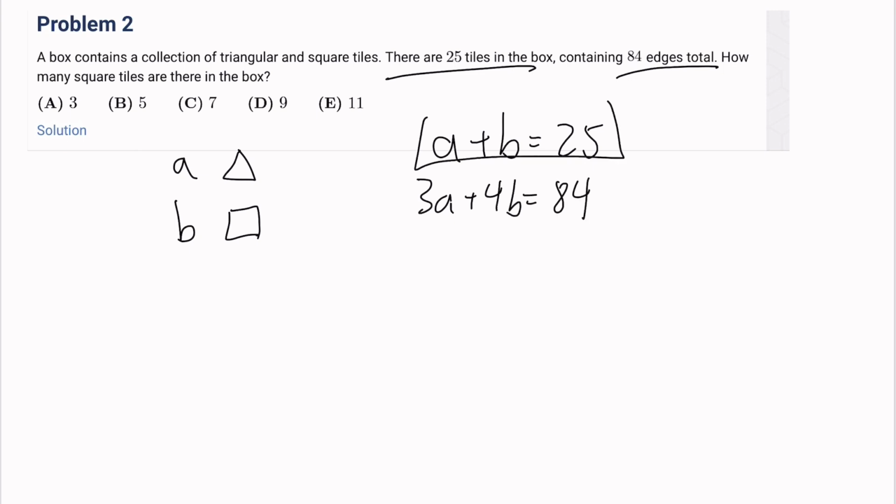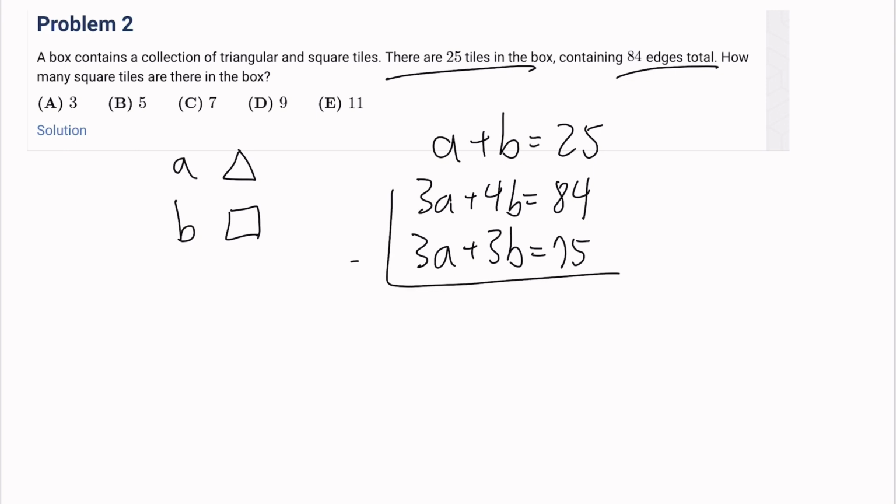And if we multiply this by 3 and then put it under, 3a plus 3b will equal 25 times 3, which is 75, right? And subtracting, we get b equals 9. And since b equals 9, how many square tiles are in the box? The answer is 9. The answer is D.